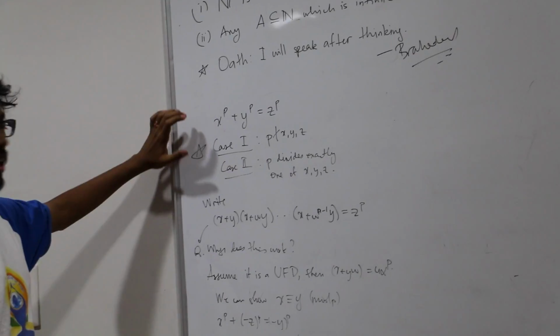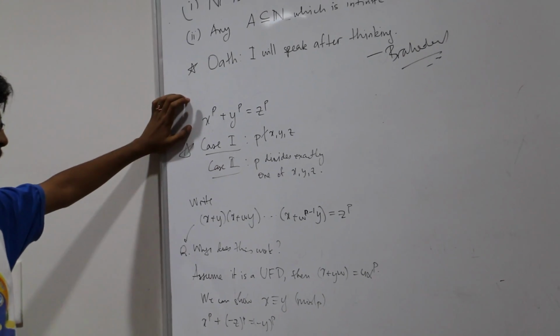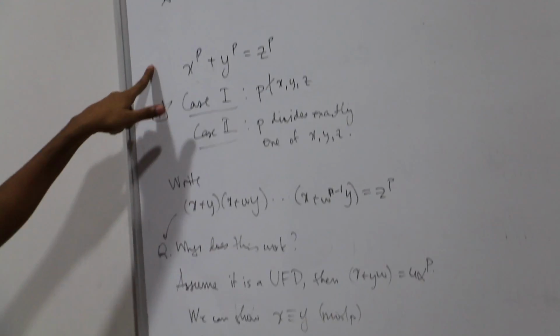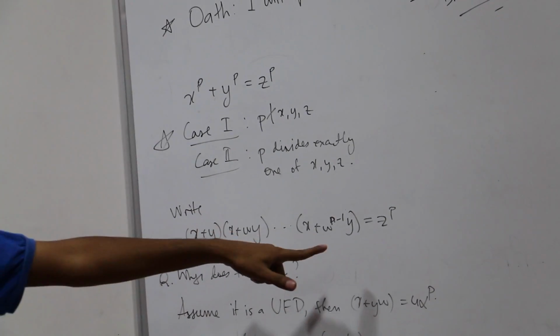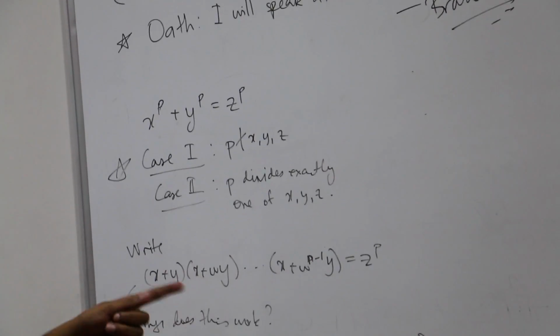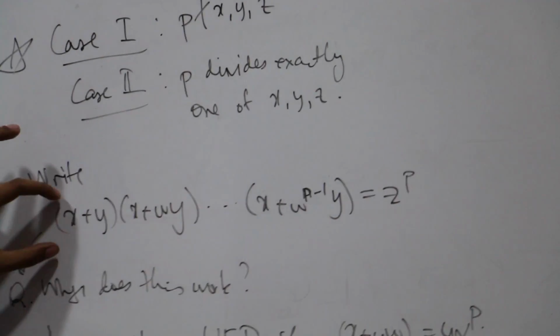Now again case 1 for p greater than 3. Okay? What will we do? Let's factorize x^p plus y^p in the ring containing the pth roots of unity. So do you see that this factorization is exactly this?